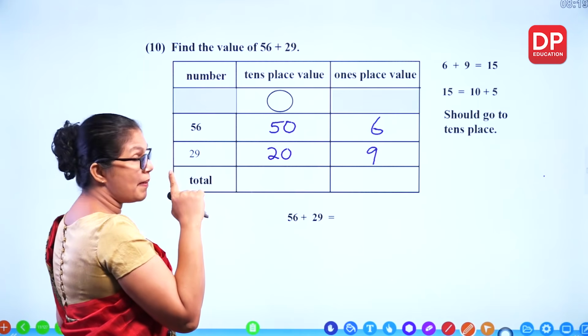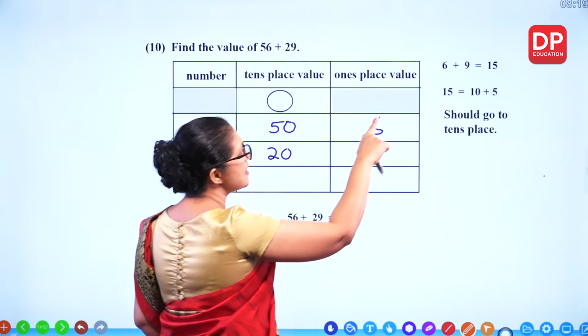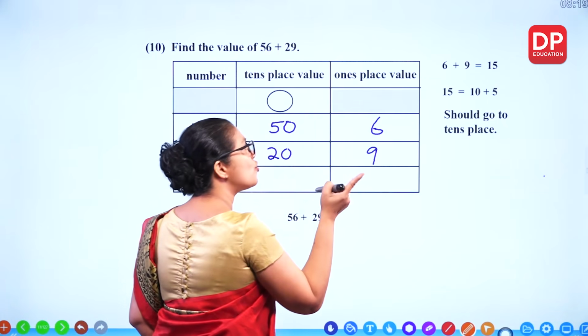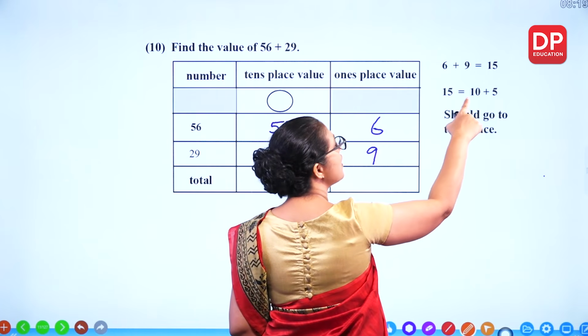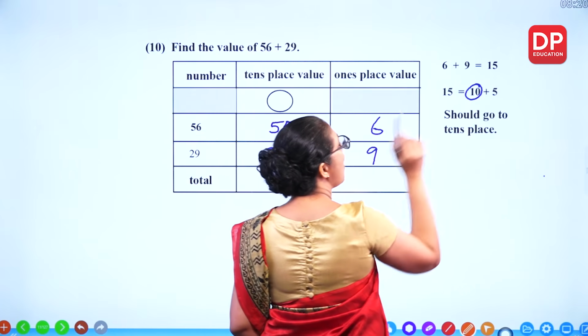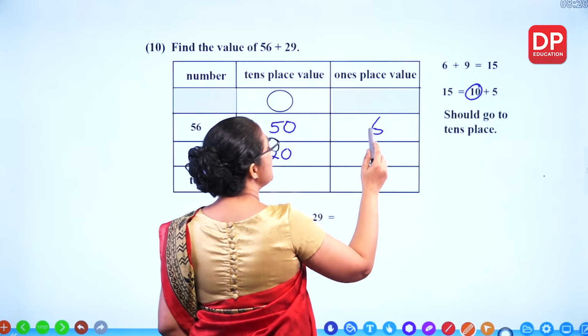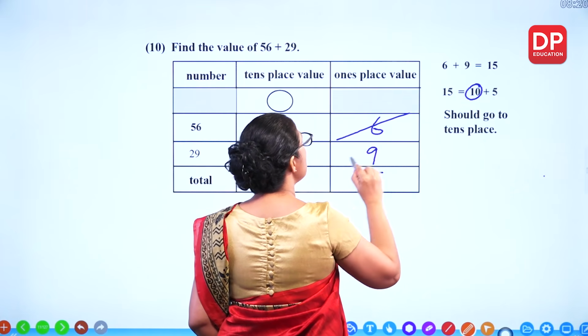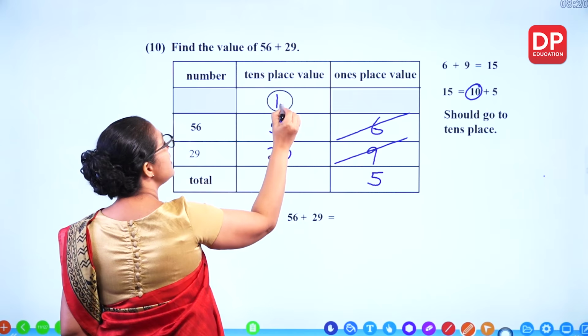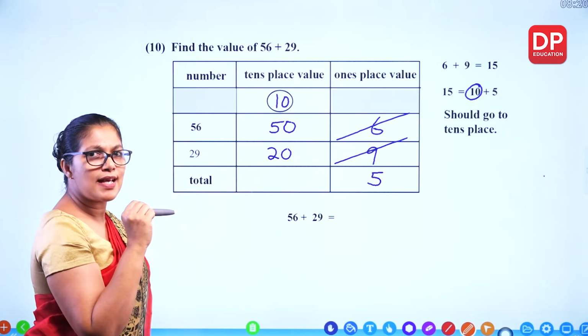Now 9 plus 6. What is 9 plus 6? 15. 15 is a 2-digit number. So 15 you can write as 10 and 5. So we write 5 here. And what we do? We can cross out these two and take 10 to this side.